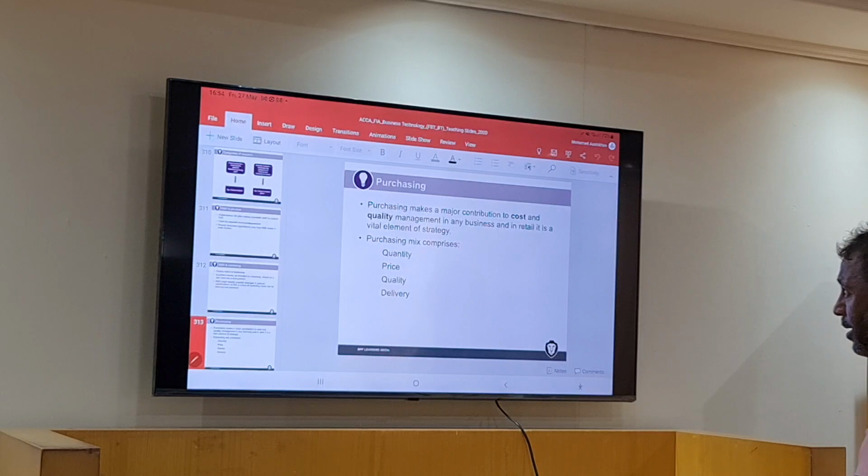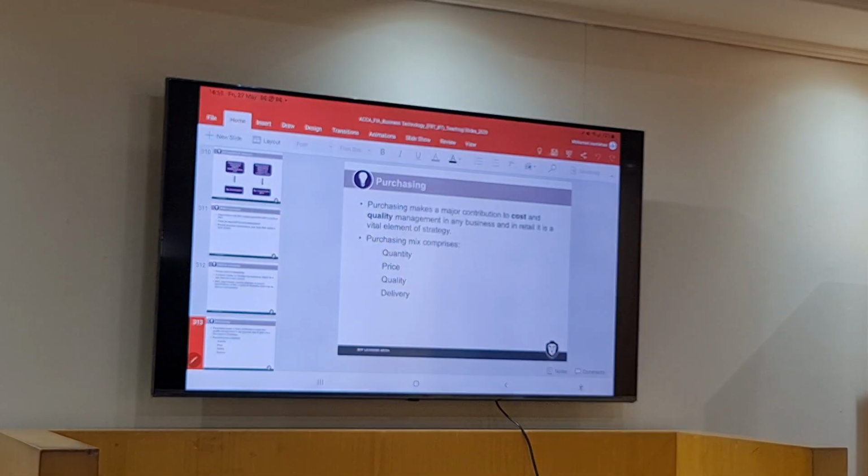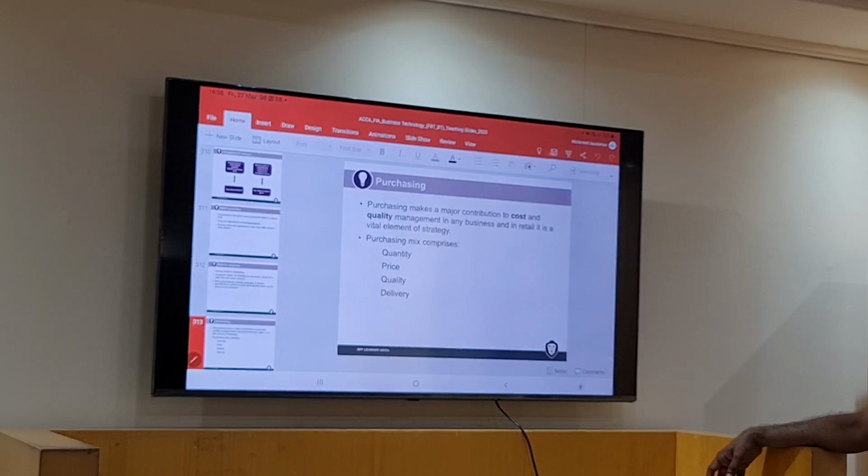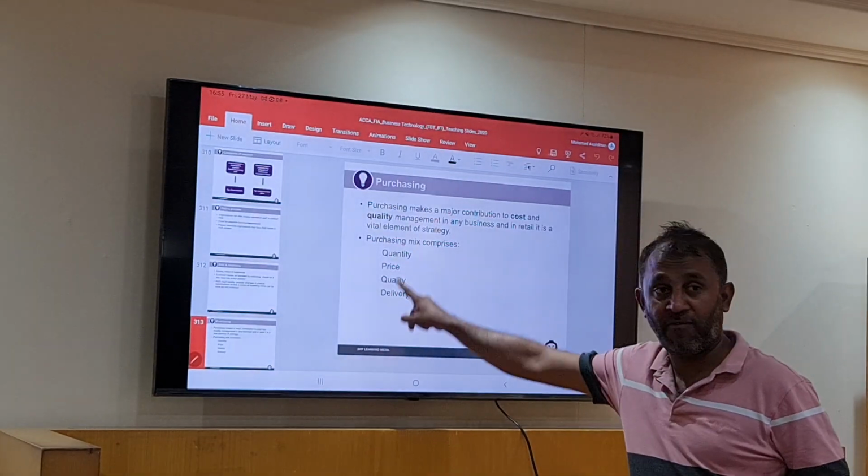Purchasing is another function. Purchasing makes a major contribution to cost and quality management in any business, and in detail it is a vital element of strategy. The purchasing mix comprises quantity, price, quality, and delivery. Obviously, these are the four major elements in purchase. For your purchase to be successful, you have to be careful in all these four.